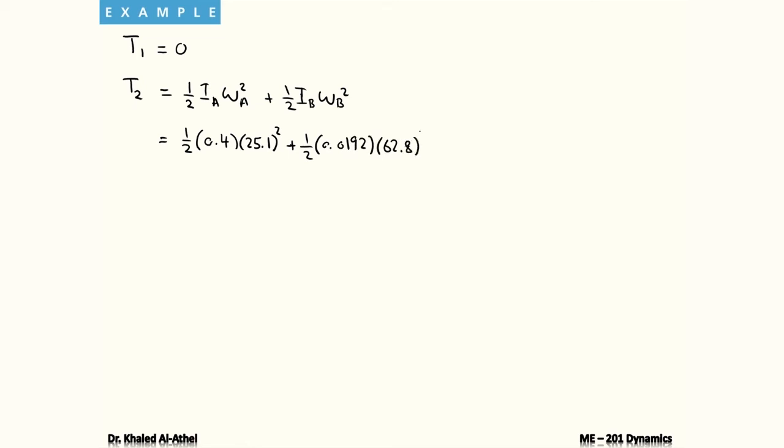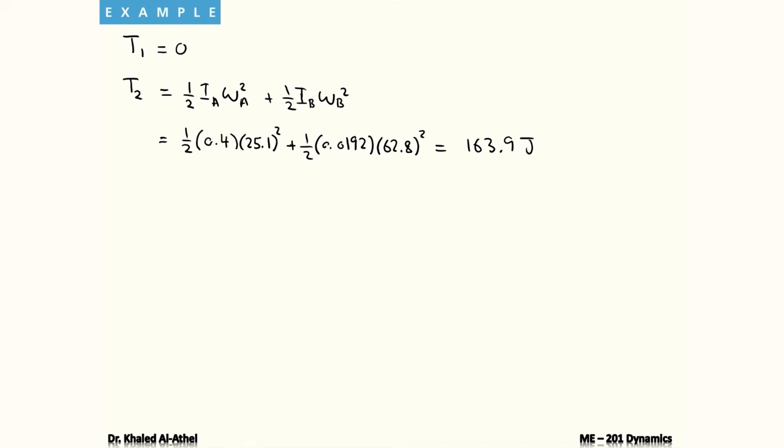T2, now let me analyze this motion. I have two gears, each one is rotating around its own center of mass. Therefore, I have only angular velocities to account for. There are no linear velocities. So it's going to be half I_A omega_A squared plus half I_B omega_B squared. I have everything ready, so this is equal to half of 0.4 times 25.1 squared. And for B, you have half of I_B, which was 0.0192, multiplied by 62.8 squared. And this gives me kinetic energy equals 163.9 joules.